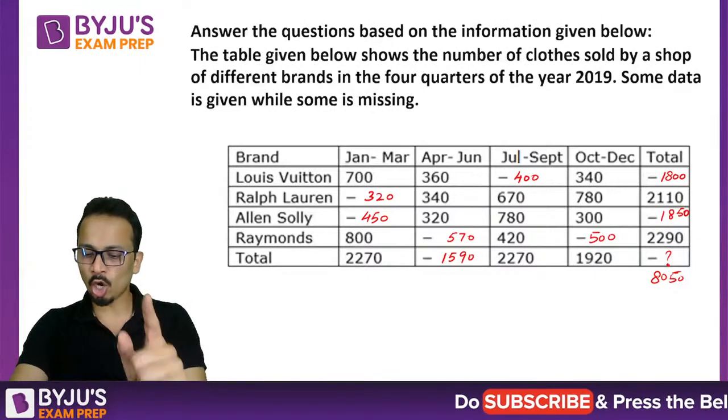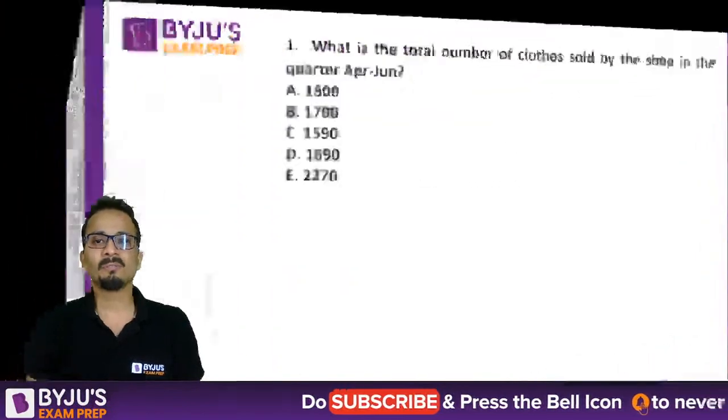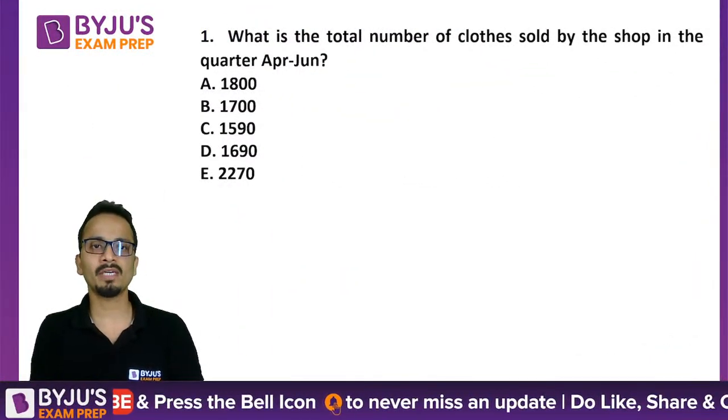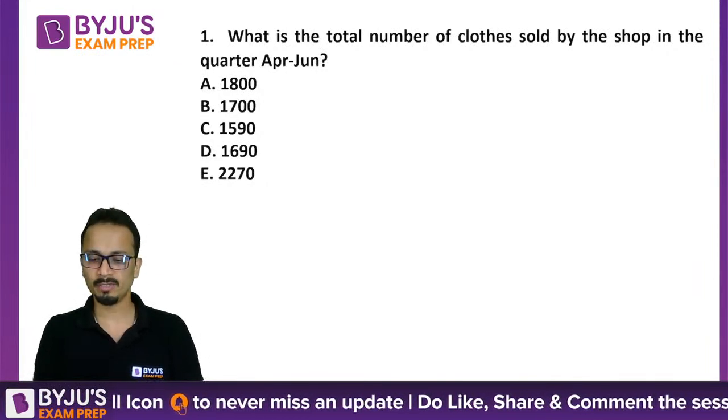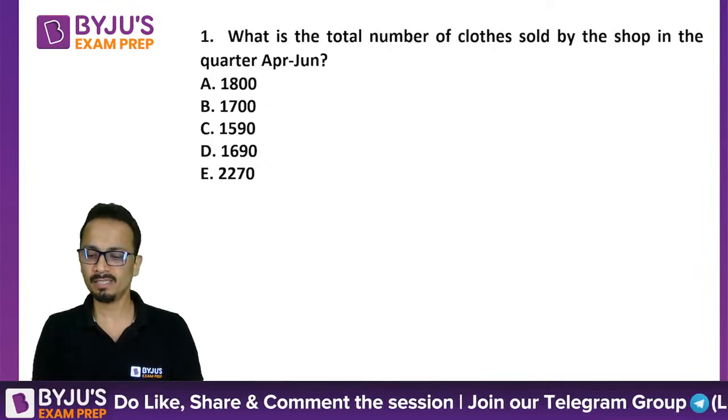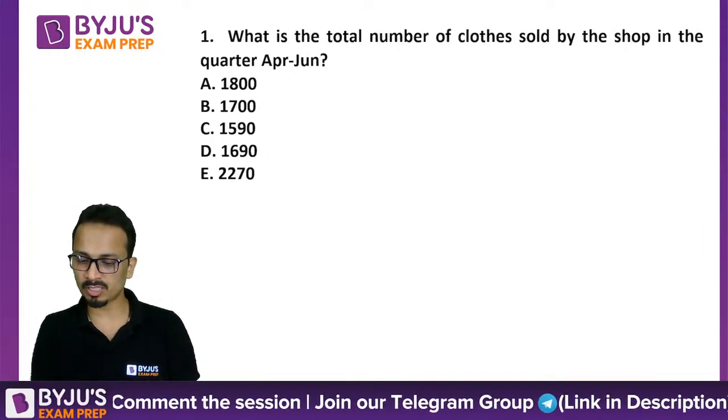So question number 1 on your screen now. What is the total number of clothes sold by the shop in the quarter April to June? Write your answer in terms of options A, B, C, D, E.